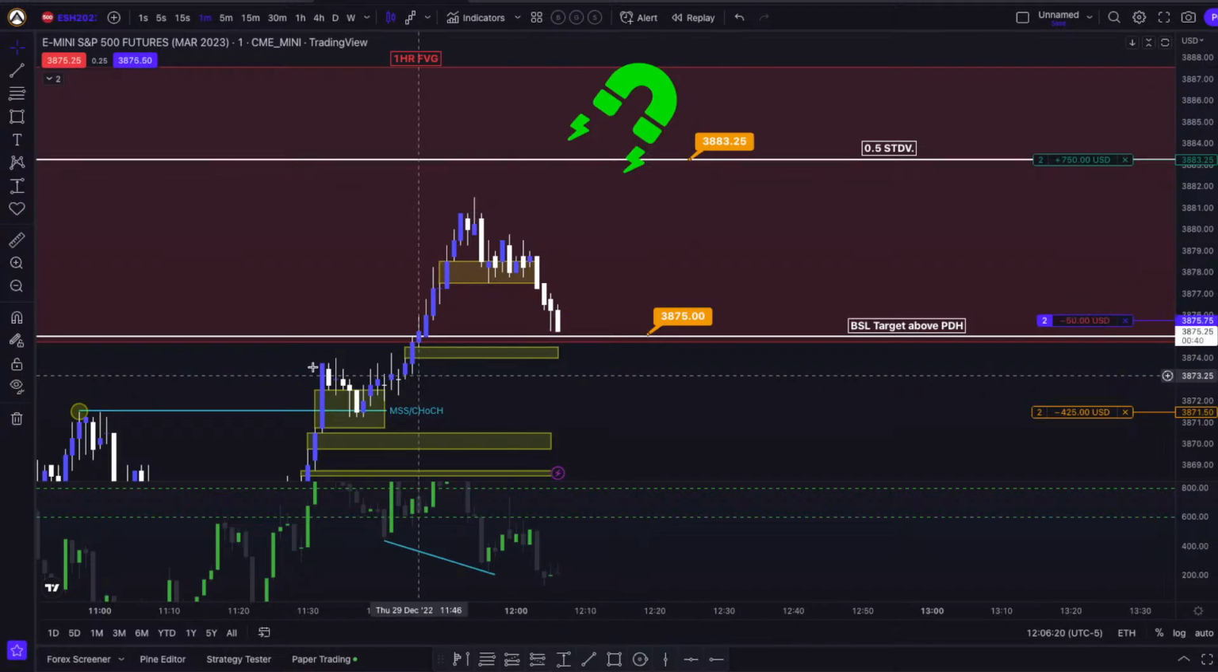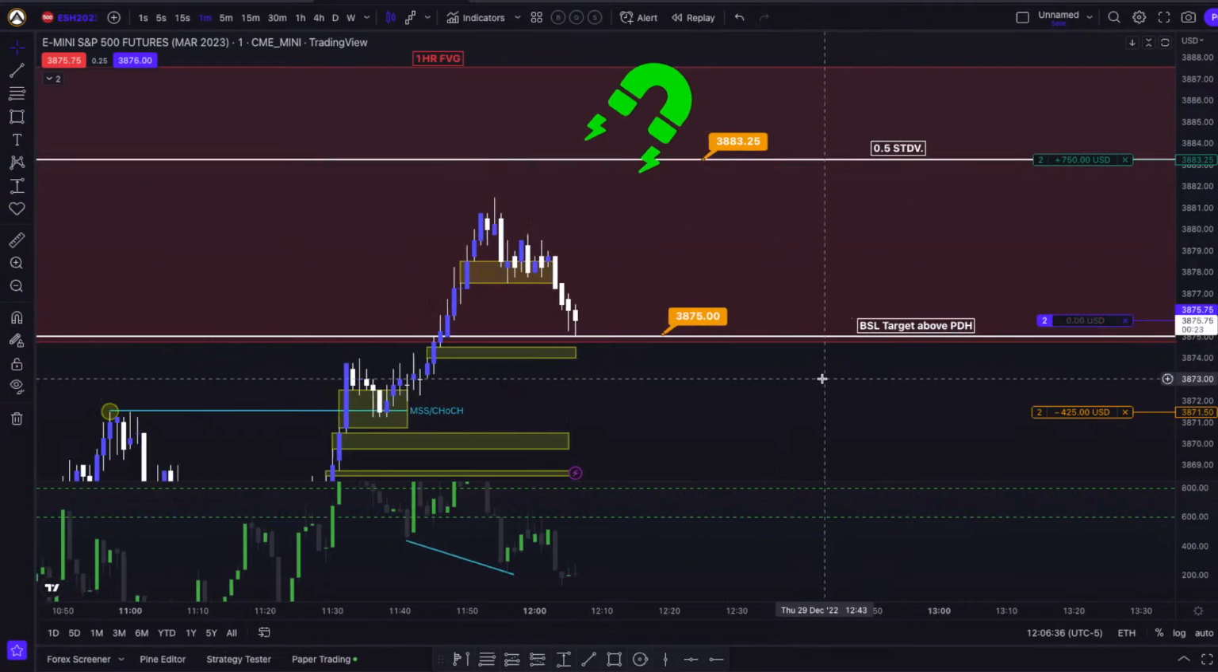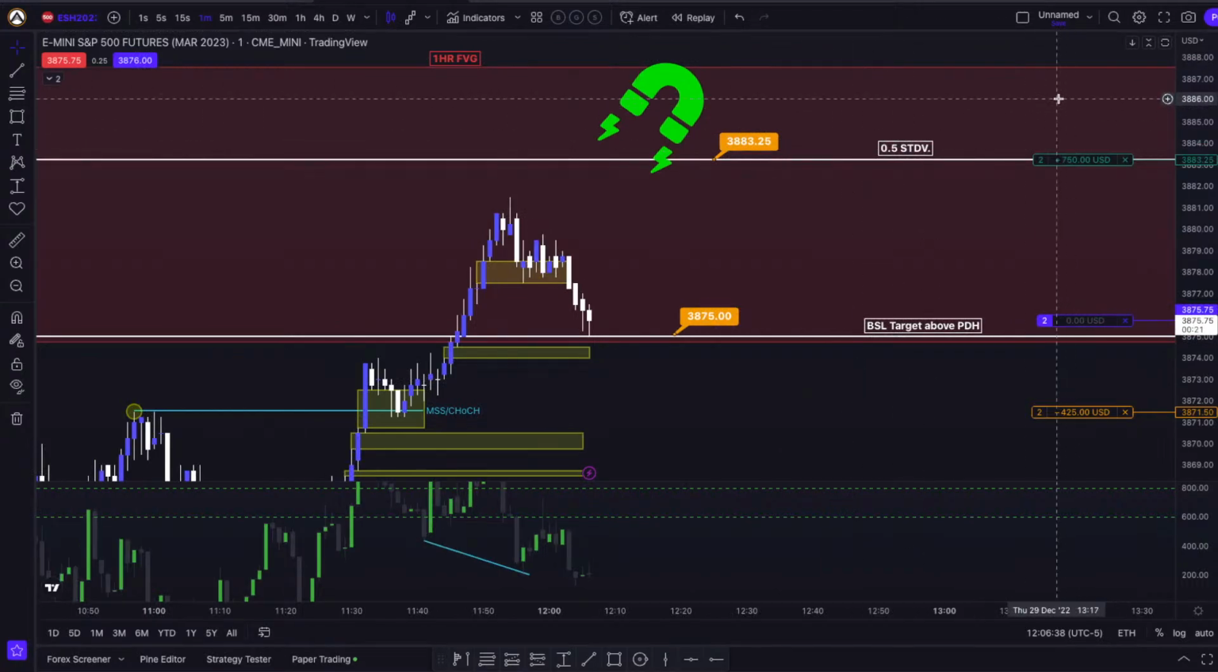And again, for the meantime, while we're basically waiting for our 0.5 standard deviation to be hit, feel free to ask any questions in the chat. I'm happy to answer them all. All right, we just retested the 3875 buy side liquidity target from earlier above our previous day high. We are basically just trying to scalp our way to the 0.5 standard deviation.